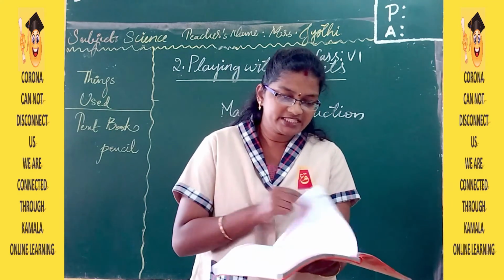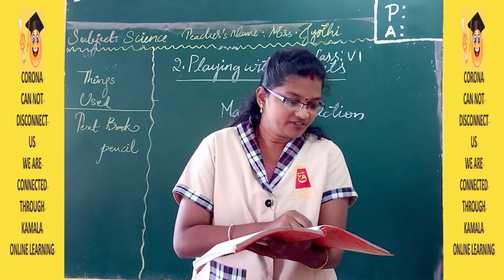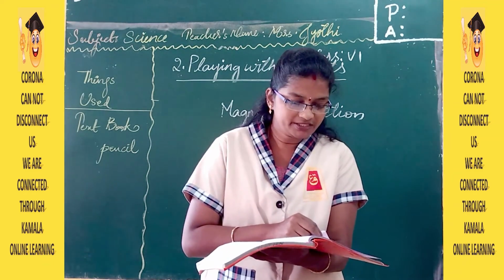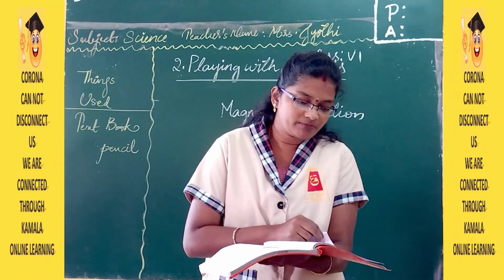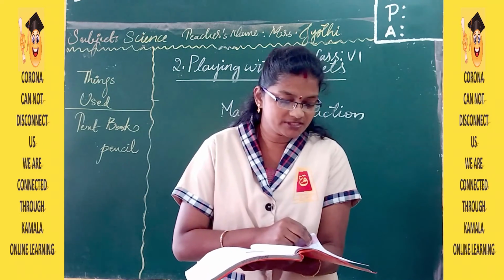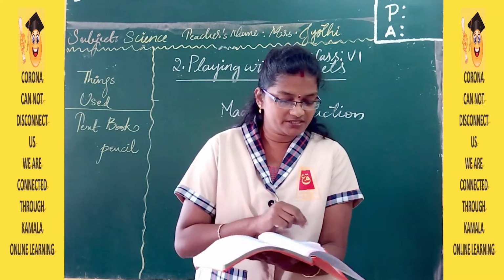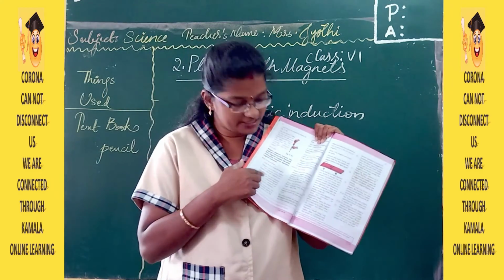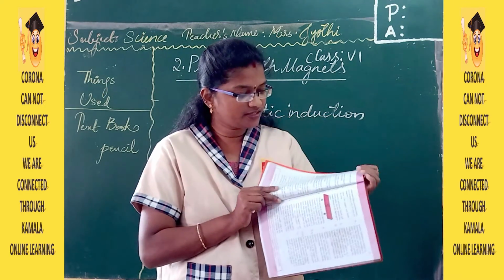So this is about the lesson. You have keywords here like magnet, magnetic material, non-magnetic material, north pole, south pole, magnetic compass, like poles, unlike poles, attraction, repulsion. These are all the keywords of what you have learned from this lesson.